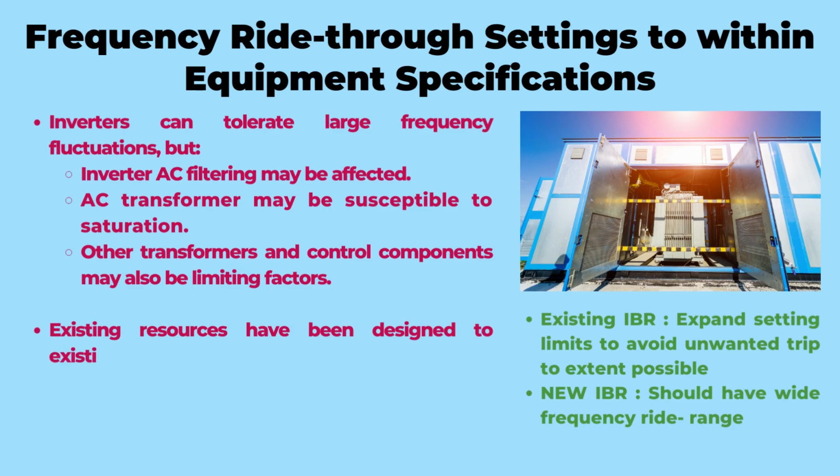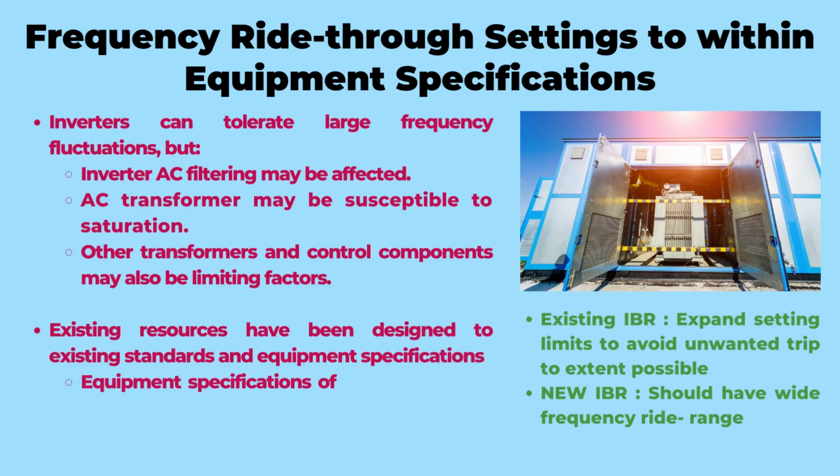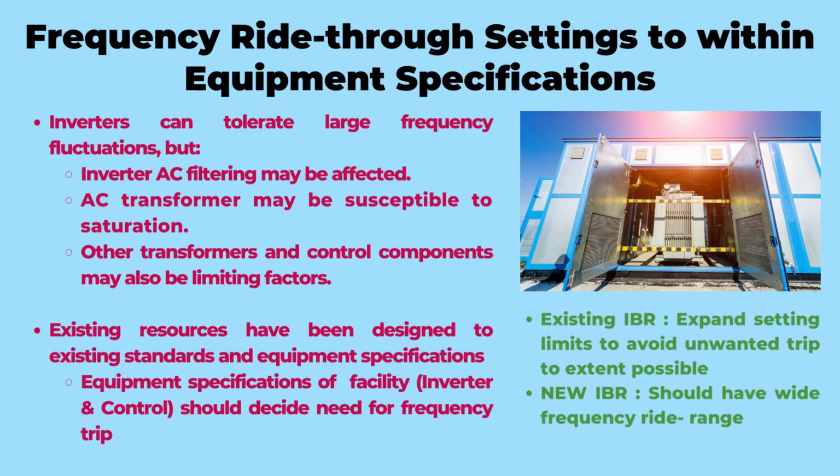Moreover, other transformers and control components within the IBR plant system may also have limitations and constraints related to frequency variations. To address these concerns, existing inverter-based resources have been designed based on existing standards and equipment specifications. These specifications guide the determination of frequency trip settings and ensure that the equipment operates within safe and optimal parameters. The equipment specifications of the facility, including the inverter and its control systems, should be the guiding factor in determining the need for frequency trips.